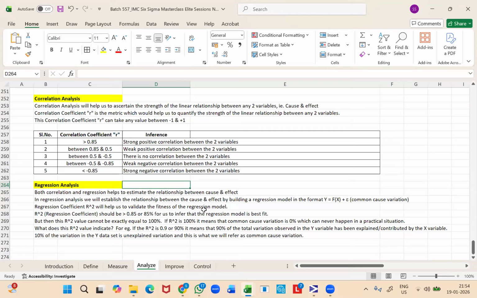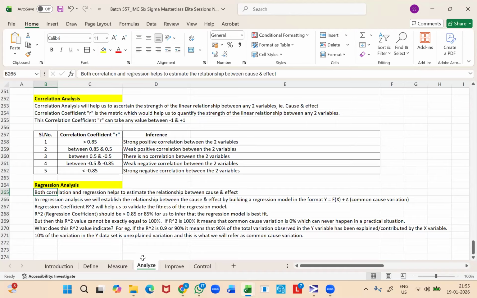So the final thing that we are going to look at is regression analysis. Both correlation and regression, as we can see, would help us to estimate the relationship between the cause and effect. Even when we perform the regression analysis, we would be able to estimate the quantum of the relationship between the cause and effect. In the regression analysis, as we all know, we will try to build a regression model, right? We will try to establish the relationship in the form of a regression model, which will be in the format y is equal to f of x plus epsilon.